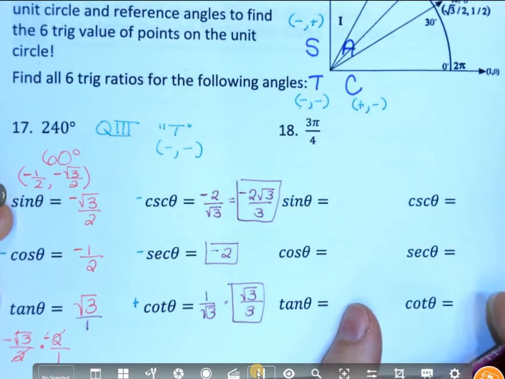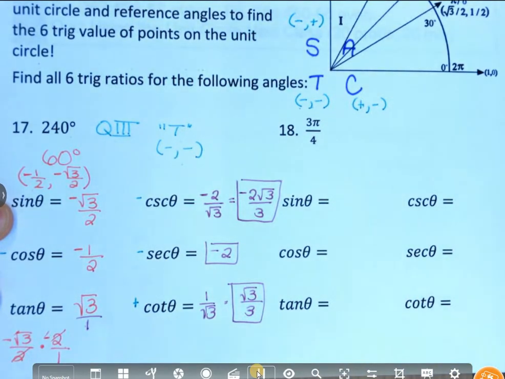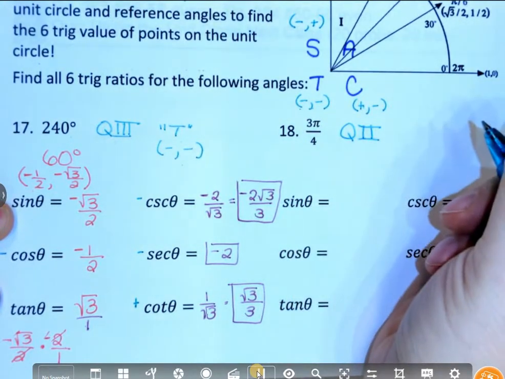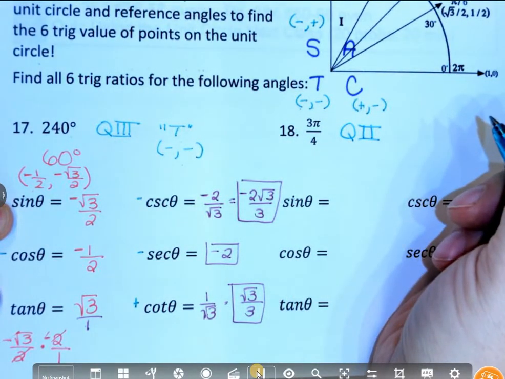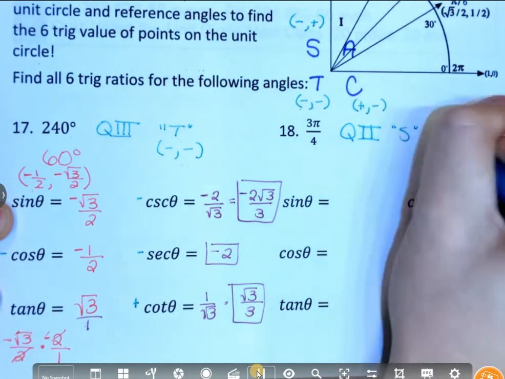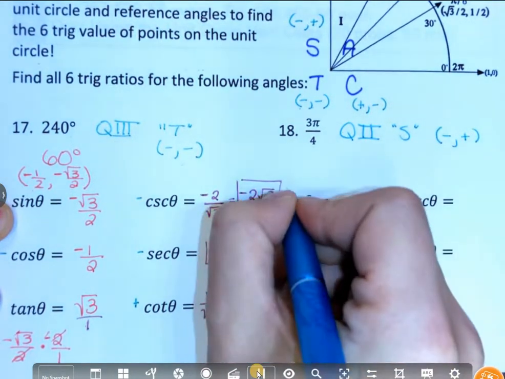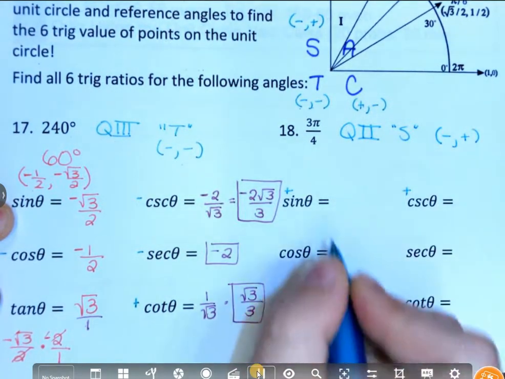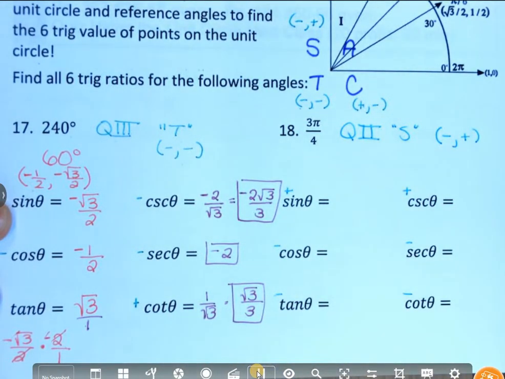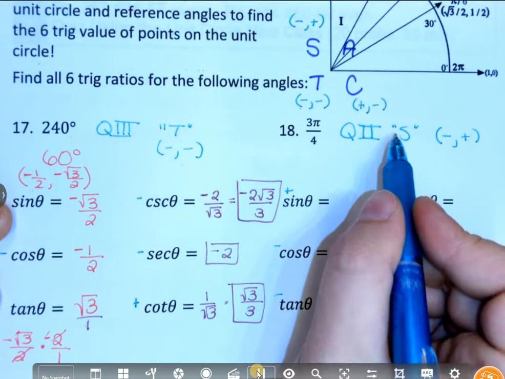3 pi over 4. What quadrant is that in? That's in quadrant 2. So what letter goes with that? All students take calculus. S. And that's because in quadrant 2 we're negative positive. So that means the sine and its reciprocal are positive. The cosine, tangent, and their reciprocals are going to be negative. S means only the sine is positive.